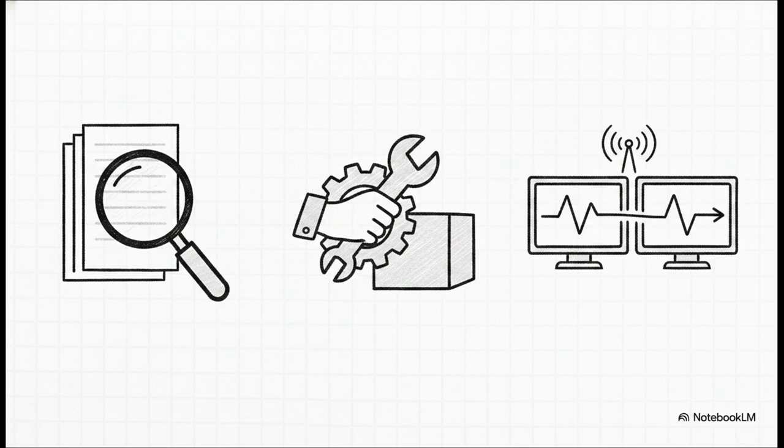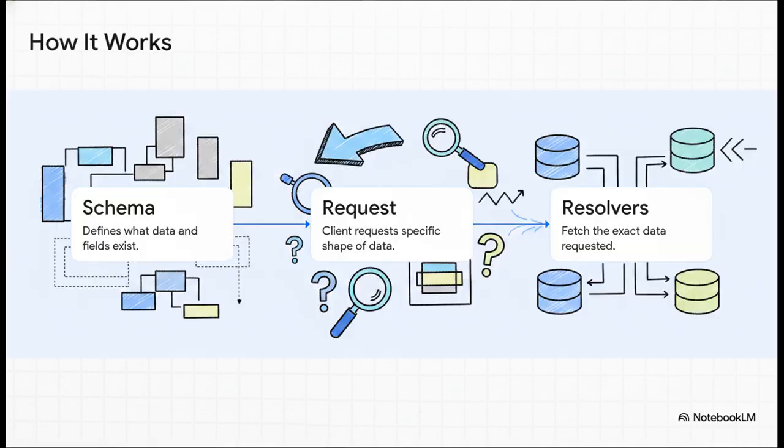Think live chat messages or live dashboard updates, which are typically running over WebSockets. But how does the system actually know what you are allowed to ask for? Well, it breaks down into 3 steps. Step 1 is the schema. This is a strict, strongly typed contract defining exactly what data and fields exist in the system.